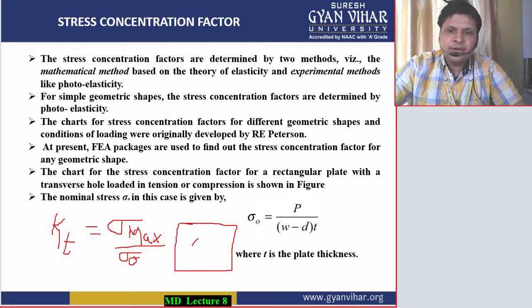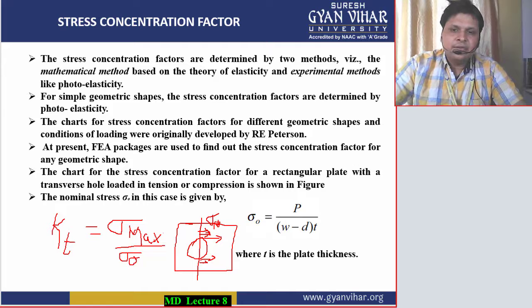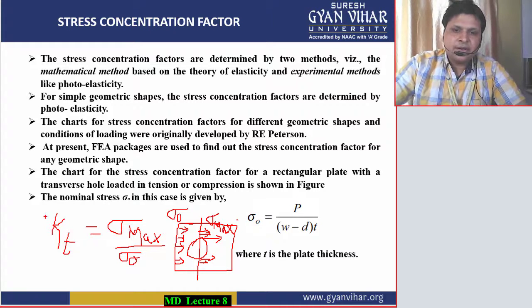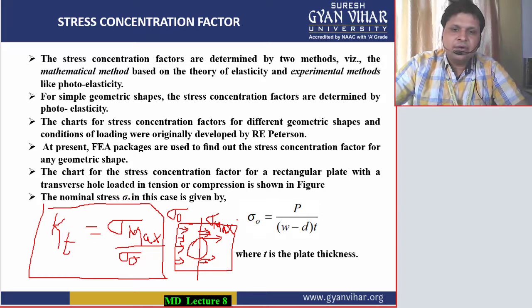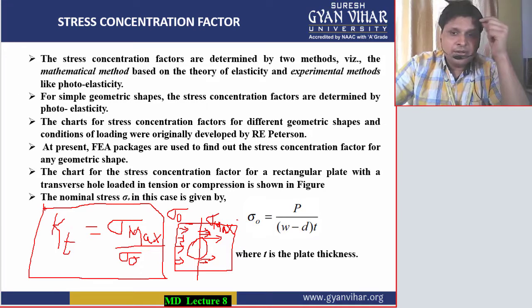Like this, if this is a plate and this is a hole which has been drilled on it, then the location which is near to this hole has the maximum stress concentration. The maximum stress value which is obtained here, divided by the normal stress value where there is no abrupt change in cross section, is known as the stress concentration factor and is denoted by KT. So KT is basically maximum stress upon normal stress.